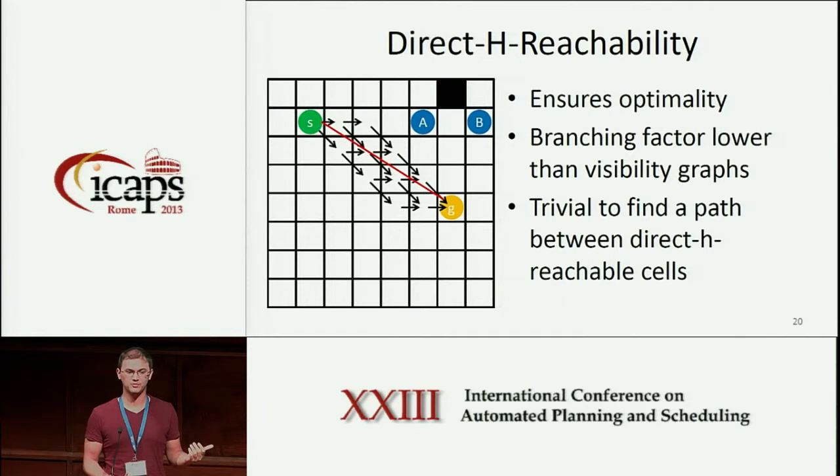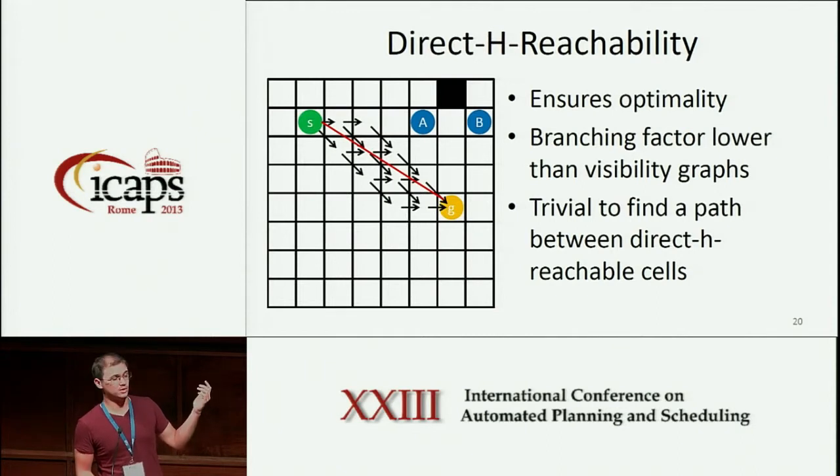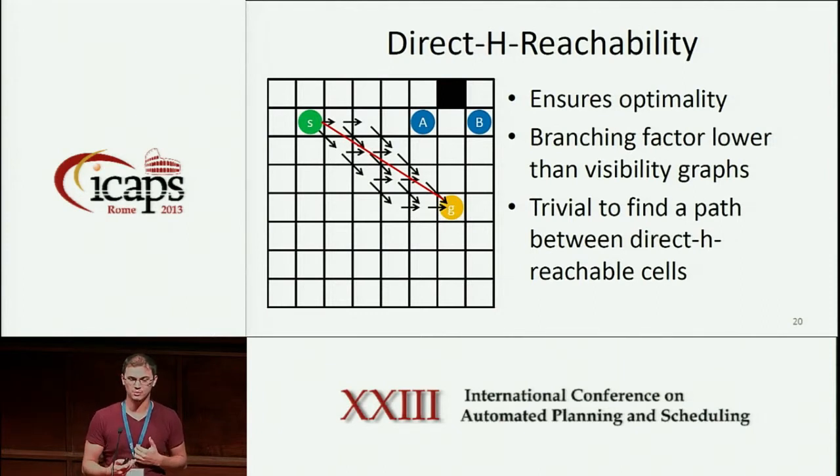We have a better branching factor than visibility graphs, and that's because any direct H-reachable edge is also a visible edge. There's a quick visual proof here. The red line is the visible edge, so it must fall in that parallelogram area. And third, it is very quick. It's very trivial to follow these edges because you just basically move in that direction. You know exactly how many moves you must make in which direction, and no matter which order you do them in, you are safe to be obstacle-free.